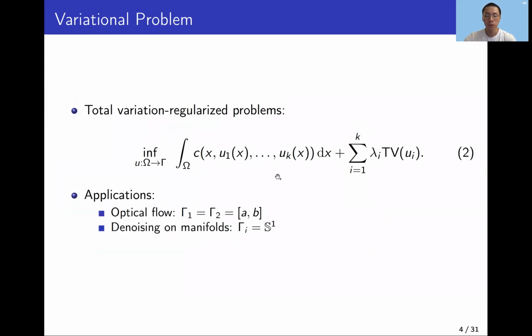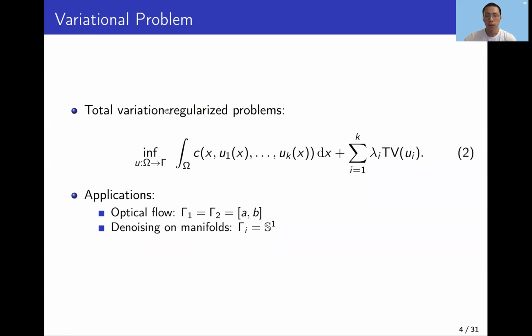Based on this model, we can have a lot of applications. And in our work, we consider optical flow and denoising on manifolds. Note that the cost function depends on the application. And also, the gamma needs to be defined based on the application. So the cost function can be non-convex.